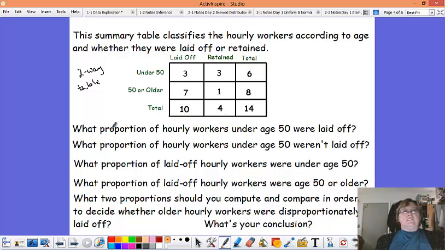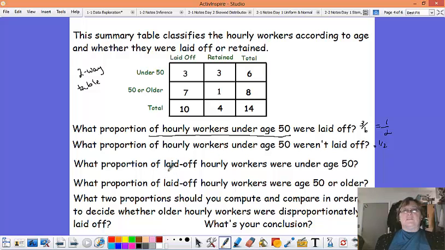All right, and the question here that we're going to answer: what proportion of hourly workers under age 50 were laid off? Ladies and gentlemen, what we're choosing for our answer is going to be a fraction. And what we're choosing from are hourly workers under age 50. So we are looking at these 6 employees right here. What proportion of those were laid off? Well, it was 3 of 6, or 1/2. Half of them were laid off. By the same token, half of them weren't laid off. So that looks like it might have been pretty fair if you think about that. Of the employees under 50, they were 3 and 3, a 50-50 chance that you got laid off or not.